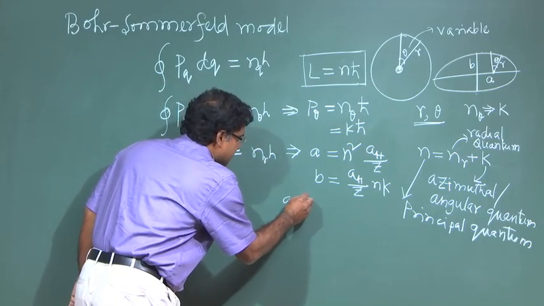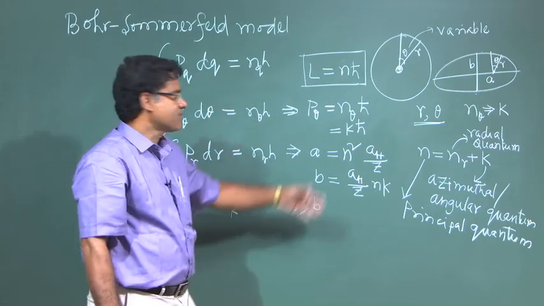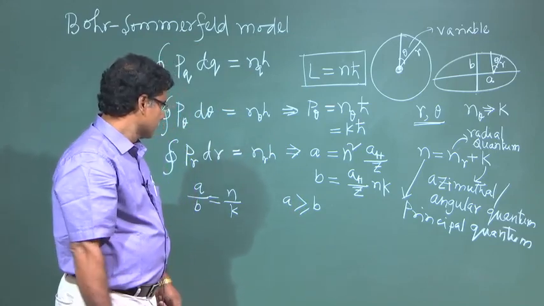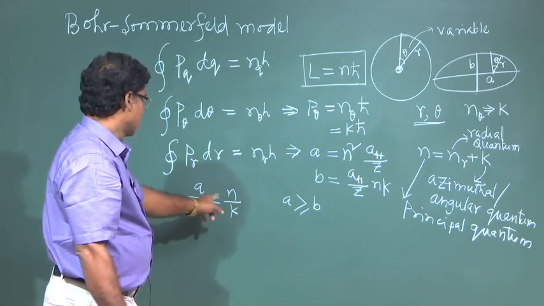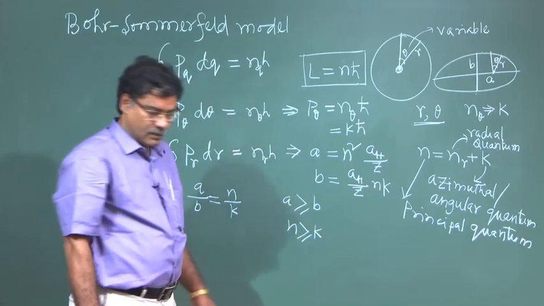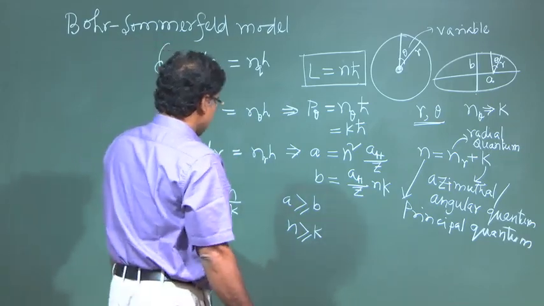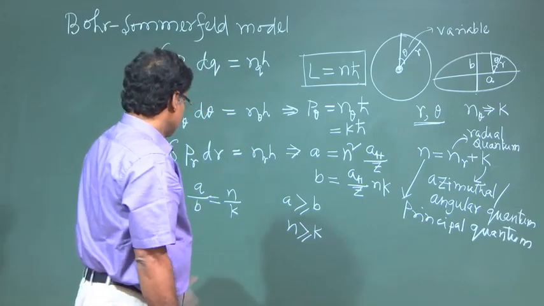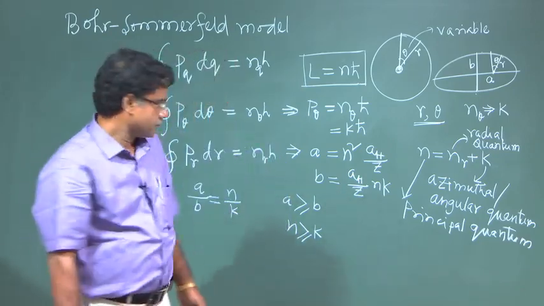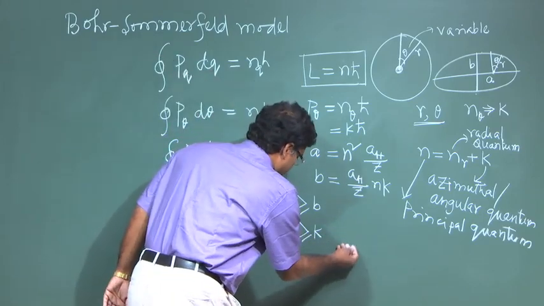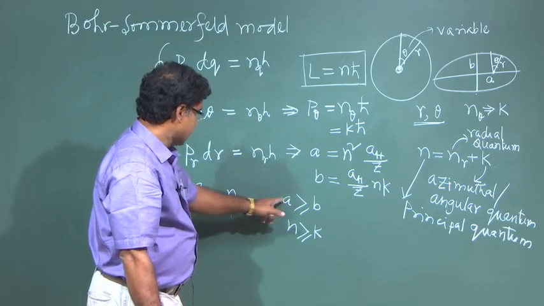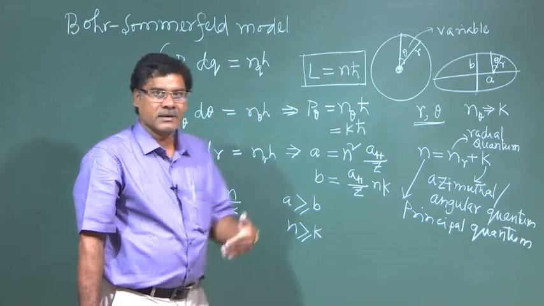A is greater than or equal to B, because in an ellipse B is less than or equal to A. So n is greater than or equal to k. For a particular value of n, what will be the k value? K is again a quantum number, it is an integer. So n is greater than or equal to k, because A is greater than or equal to B. n value is 1, 2, 3, 4.